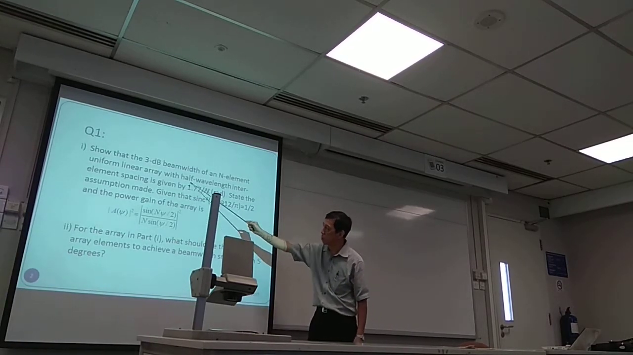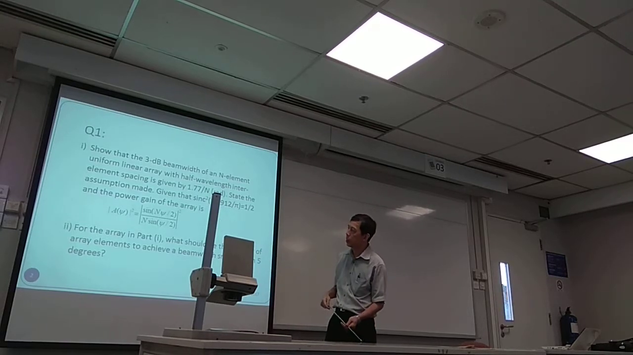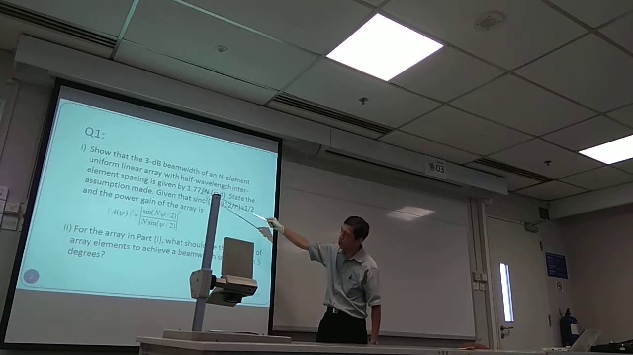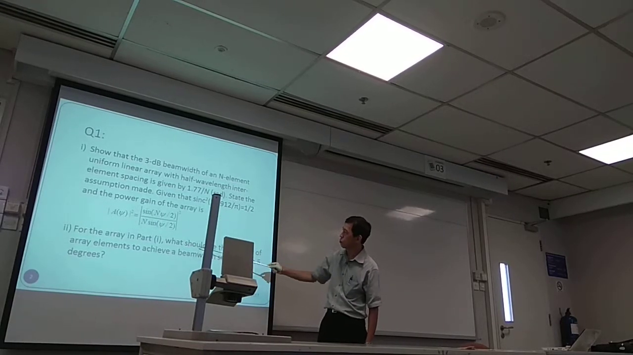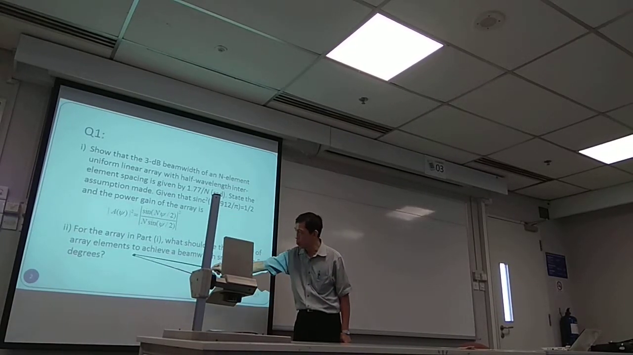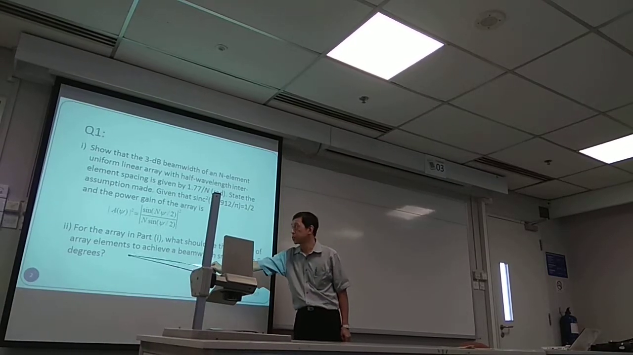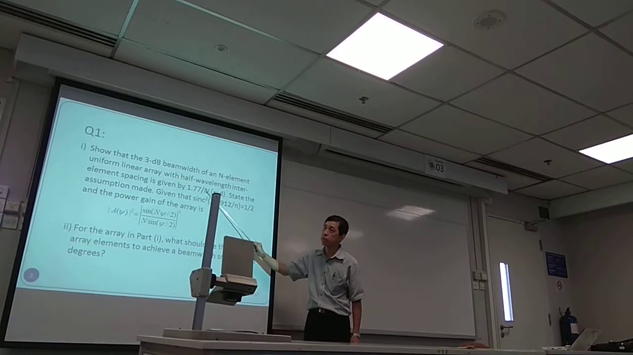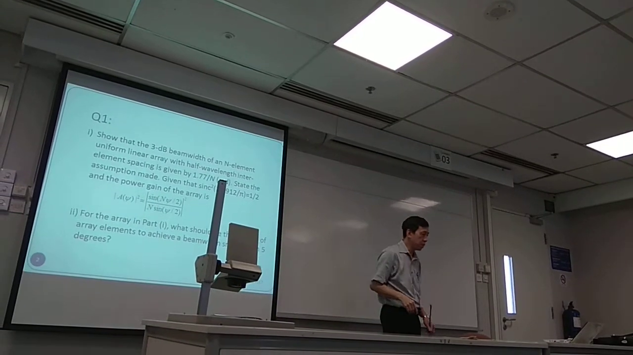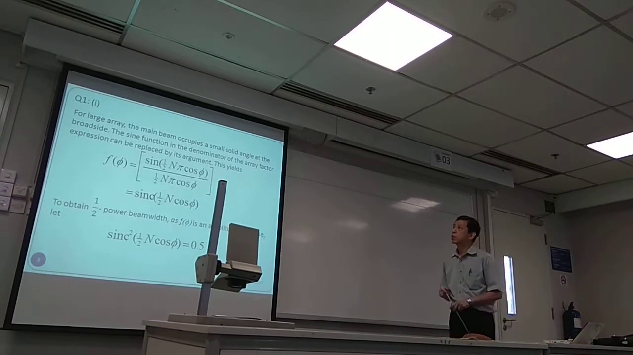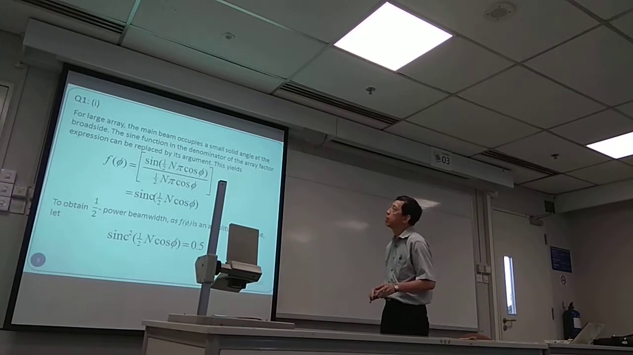So basically, the task is to derive the expression for the beam width. And the second part, for the same array in part 1, asks what should be the number of array elements to achieve a beam width smaller than 5 degrees. So basically, here you are asked to use the expression to obtain the answer. Okay, so the derivation goes this way.